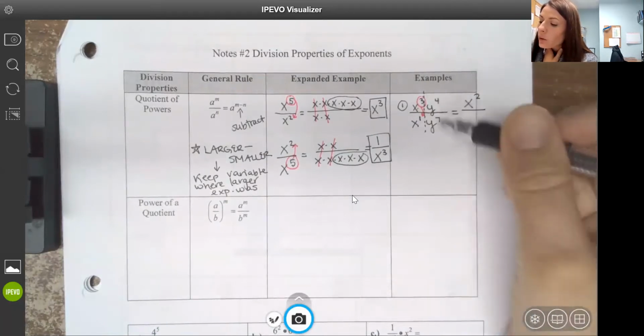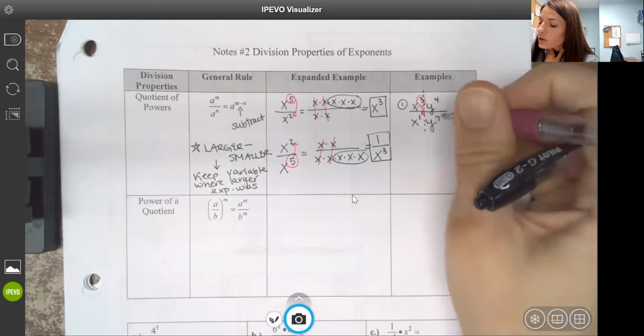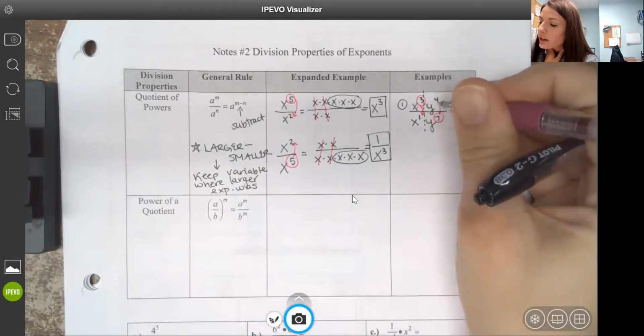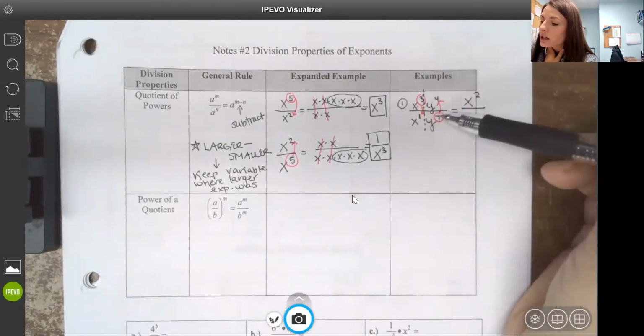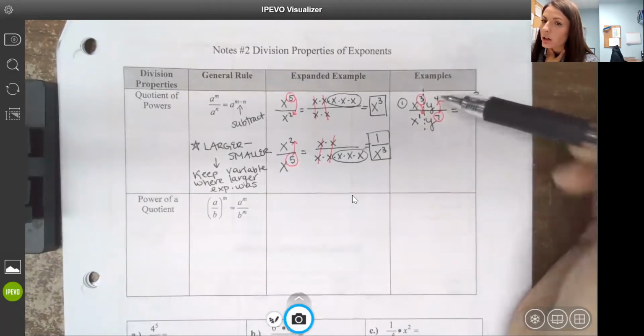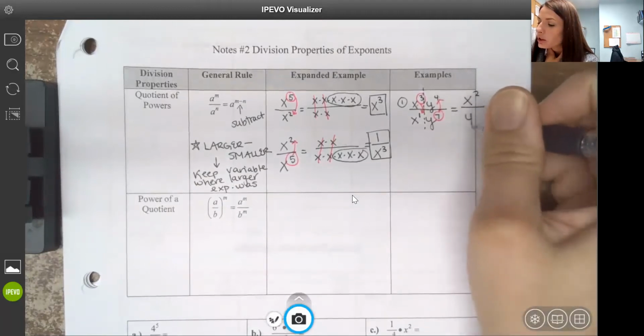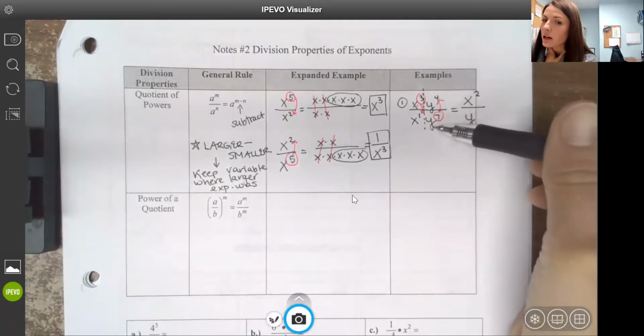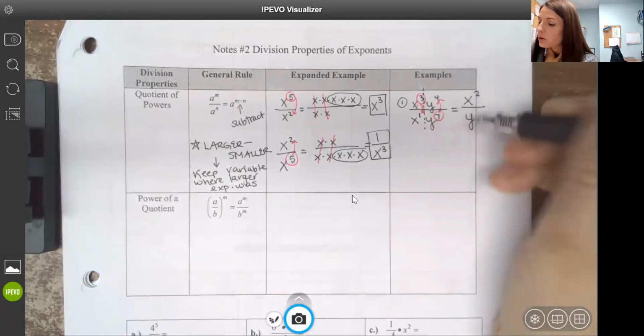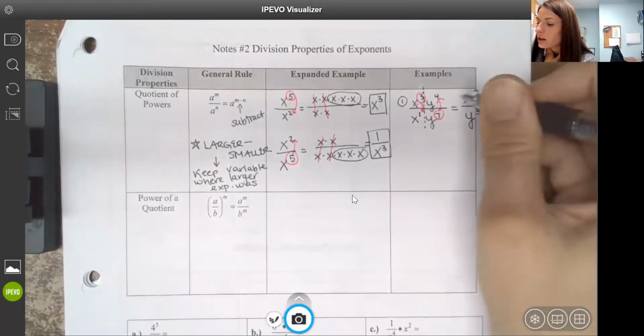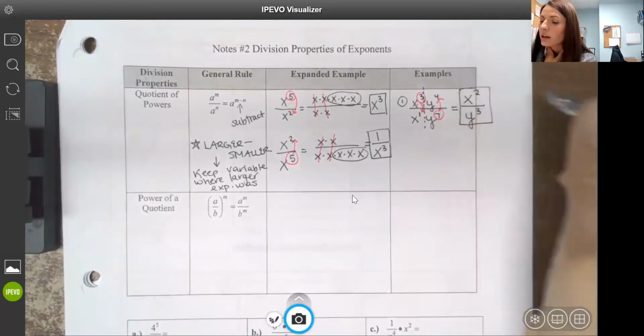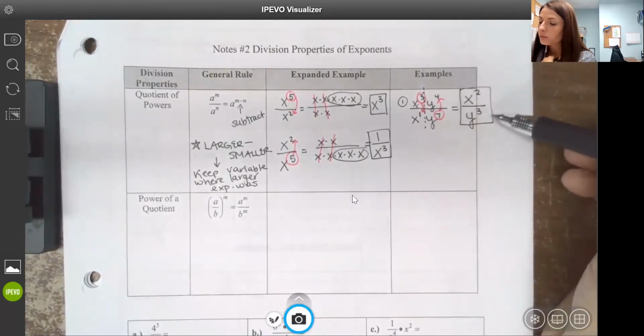For my y's, I have more factors of y in the denominator than I do in the numerator. I have 7 in the denominator and 4 in the numerator. So that tells me that I'm going to have factors of y left in the denominator, and 7 subtract 4 tells me I have 3 factors of y left in that denominator.